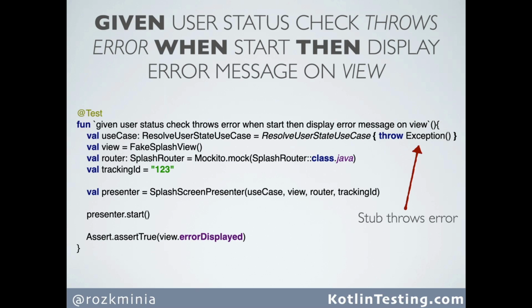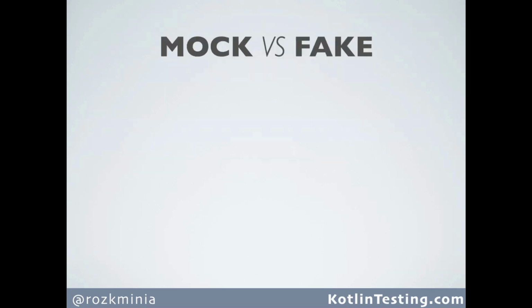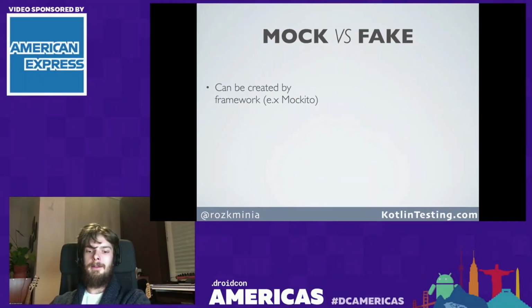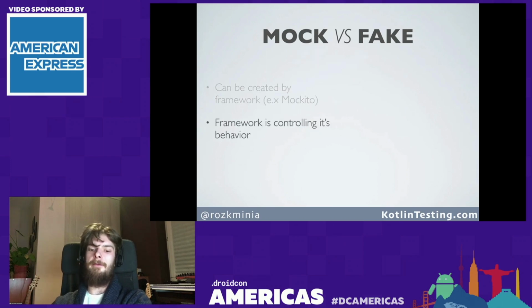Once again, stub throws error, and then we perform assertion on fake object. Okay, so what are effective differences between mock using framework and custom built fake? Mock can be created for us by frameworks such as Mockito or MockK, but the framework is controlling this object's behavior and its life cycle.